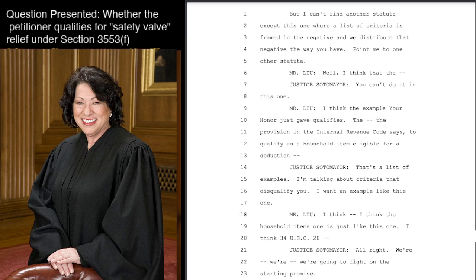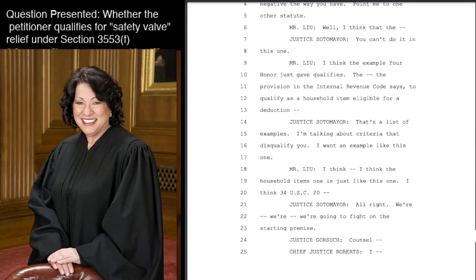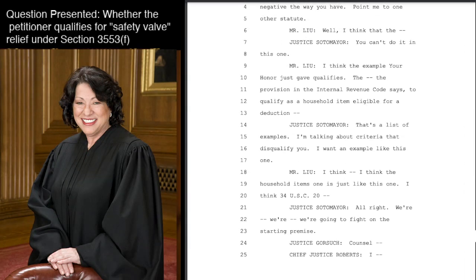The provision in the Internal Revenue Code says to qualify as a household item eligible for a deduction. That's a list of examples. I'm talking about criteria that disqualify you. I want an example like this one. I think the household items one is just like this one. I think 34 U.S.C. Right. We're going to fight on the starting premise.